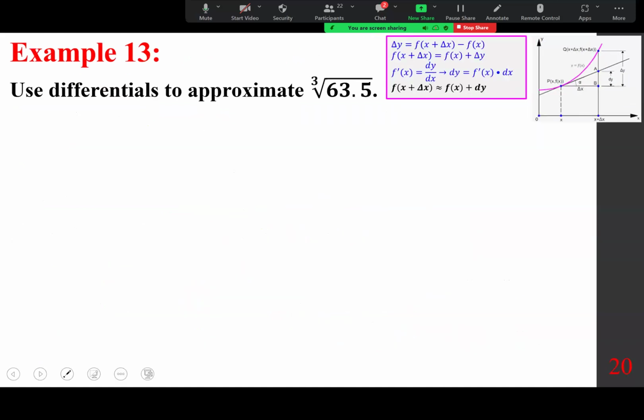Let's look at another example. Use differentials to approximate the cube root of 63.5. You go through the same process. Number one, you need a function. What is the function? Just read this: cube root of something. So cube root of x.